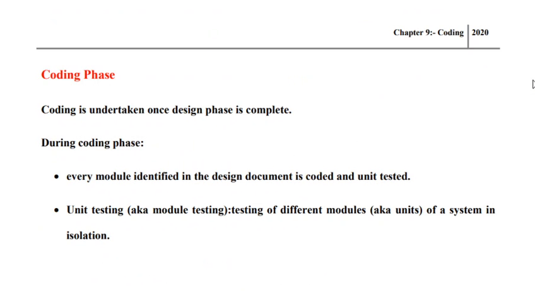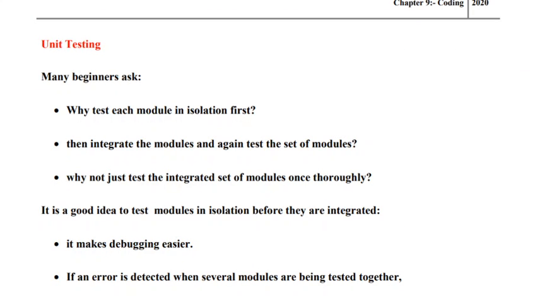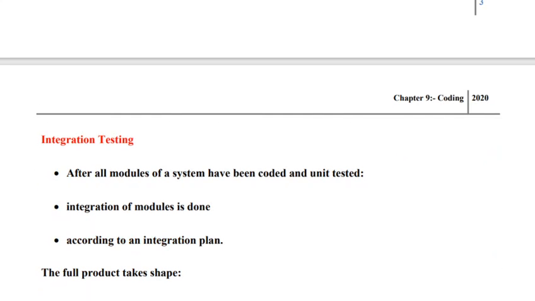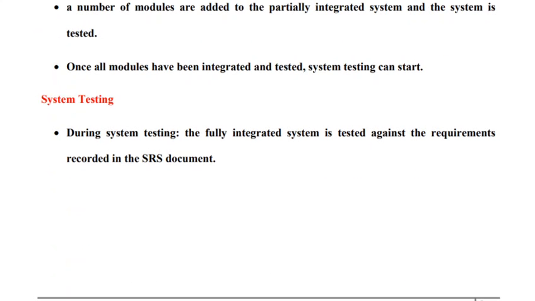So till now, we have learned what coding is and when coding starts. We have learned about the activities that are performed during the coding phase. We have learned about the significance of unit testing. We have learned about the significance of integration testing and types of integration testing, and we have learned about system testing and about different types of system testing.